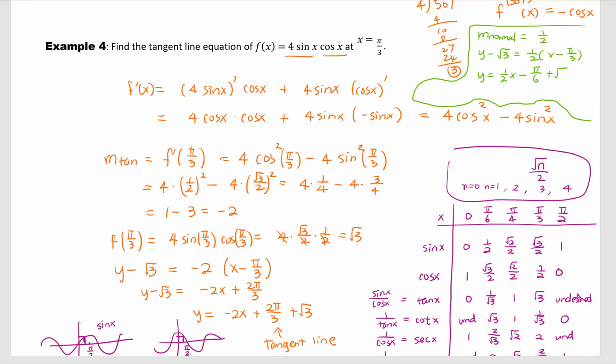You add square root of 3 on both sides. So be careful to find the normal line. You can't just look at the slope-intercept form of the tangent line and replace the slope by the negative reciprocal. That's wrong because the y-intercepts are different. You need to go back to the point-slope form and change your slope there. Then solve for y to get the slope-intercept form.